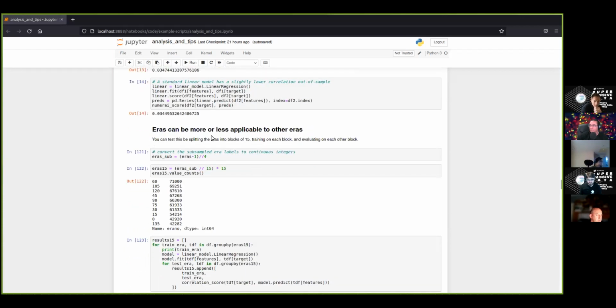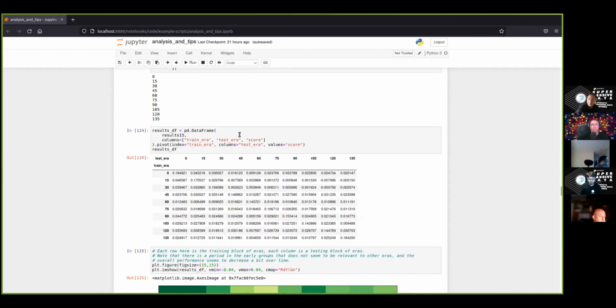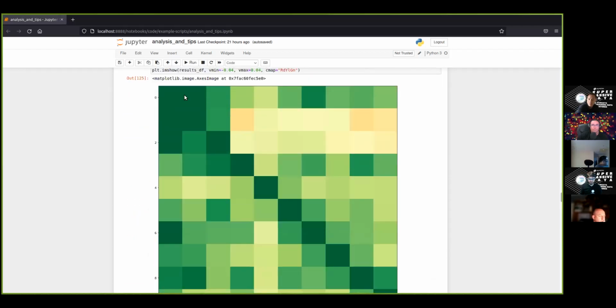This is sort of showing that eras can be more or less applicable to other eras. So what we're doing is splitting the eras into blocks of 15, and then training on that block, and predicting on all the other blocks of 15 eras. And when you do that, you can make a plot like this. The y-axis shows which block it was trained on, and the x-axis is which block it is tested on.